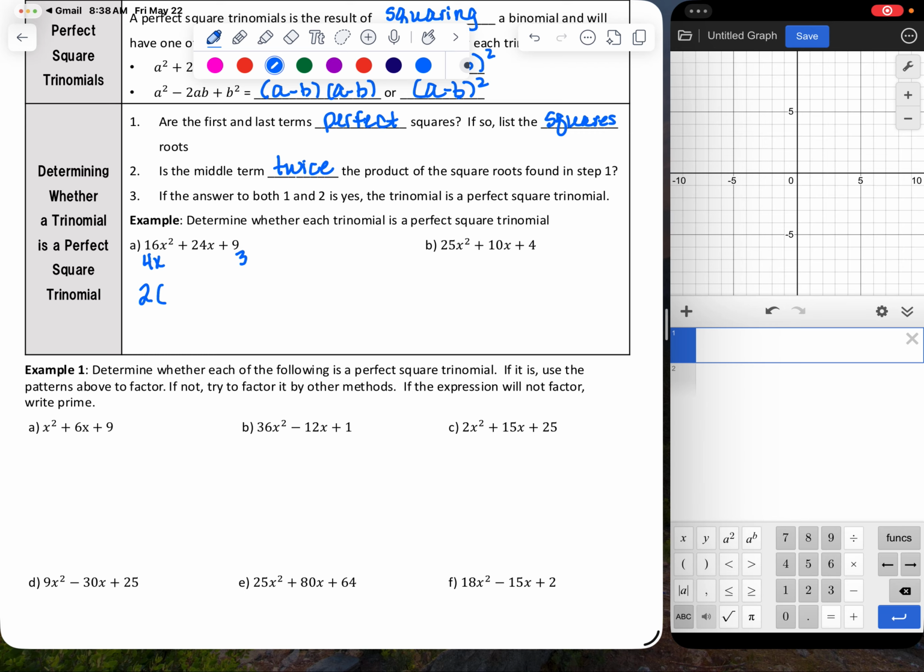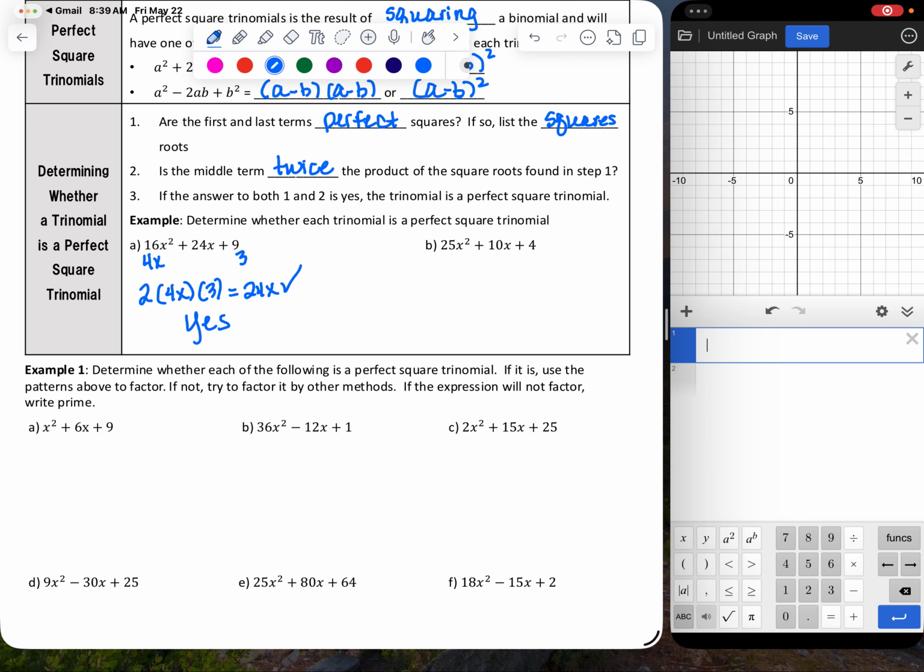So if I'm going to multiply the square root of the first term times the square root of the last term times 2, that would be 2 times 4x is 8x. 8x times 3 is 24x. Does that match the middle term? Yes. So this would be a perfect square trinomial because the first term was a perfect square, the last term was a perfect square, and twice the product of the square roots was equal to the middle term.